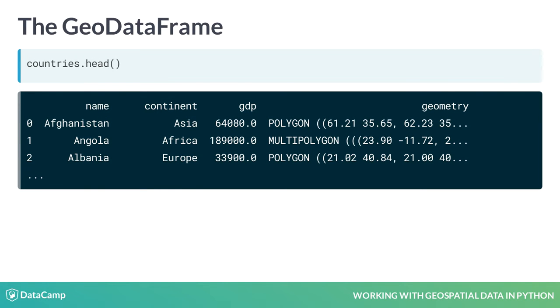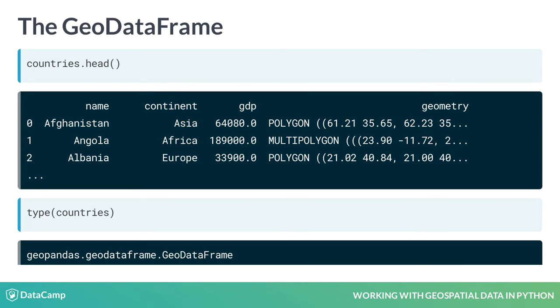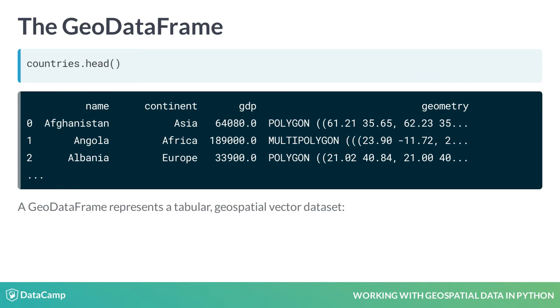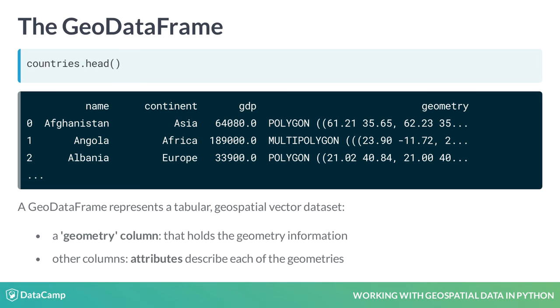The read file function of GeoPandas returned a GeoDataFrame. You can think of it as a normal Pandas data frame supercharged with geospatial capabilities. We can use it to represent geospatial features with its attributes. It always has a geometry column that holds the geometry information, the features. The other columns are the attributes that describe each of the geometries.